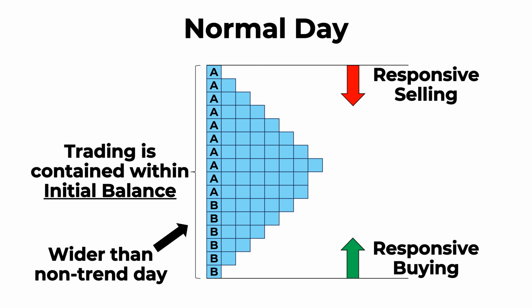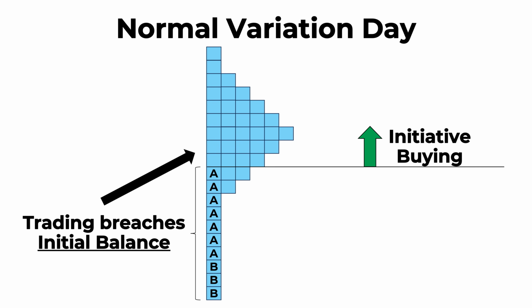Next, we have the normal variation day. In this formation, price will breach one of the sides of the initial balance, creating a range extension that can be up to twice the size of the initial balance. This is a formation primarily driven by long-term traders once they detect a discrepancy between price and value. In this case, we see an example of initiative buying creating a range extension upwards, but the normal variation can also happen for initiative selling, of course.